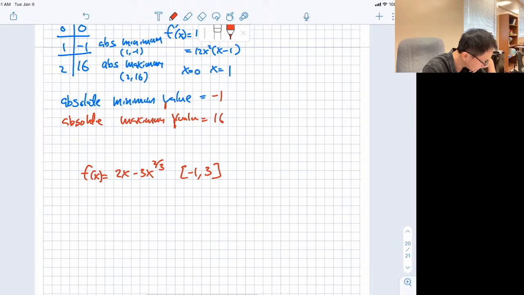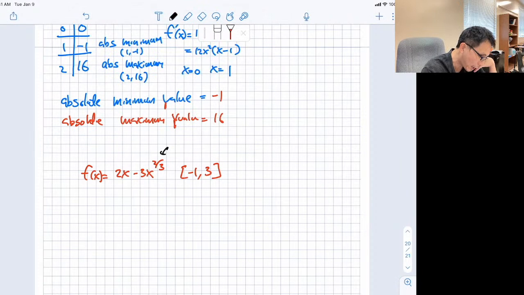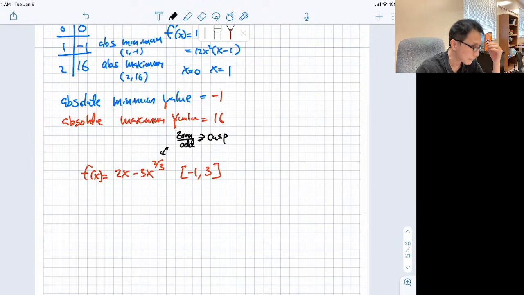So you said that the vertical asymptote is not a critical number? It is a vertical... Right here that doesn't have a vertical asymptote. Right here you got something like this. This 2/3 power is called even over odd power, and that usually means cusp. So that means there is a cusp in this case. So it's a cusp warning here.